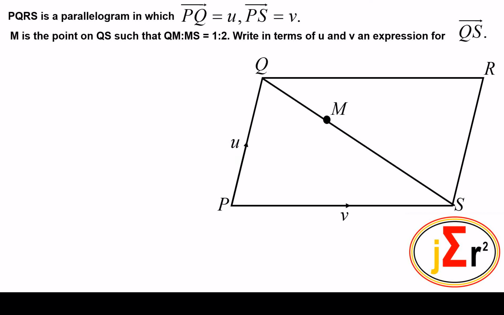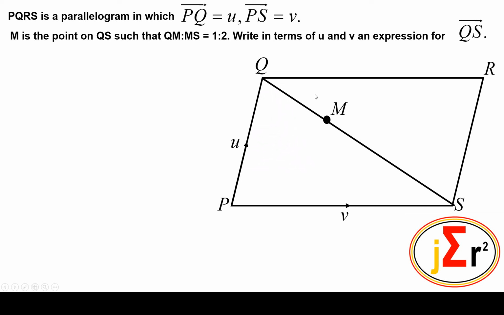PQRS is a parallelogram in which PQ is equal to U, PS is equal to V. PQ is equal to U and PS is equal to V. It is noteworthy that the figure that we have here is a parallelogram.